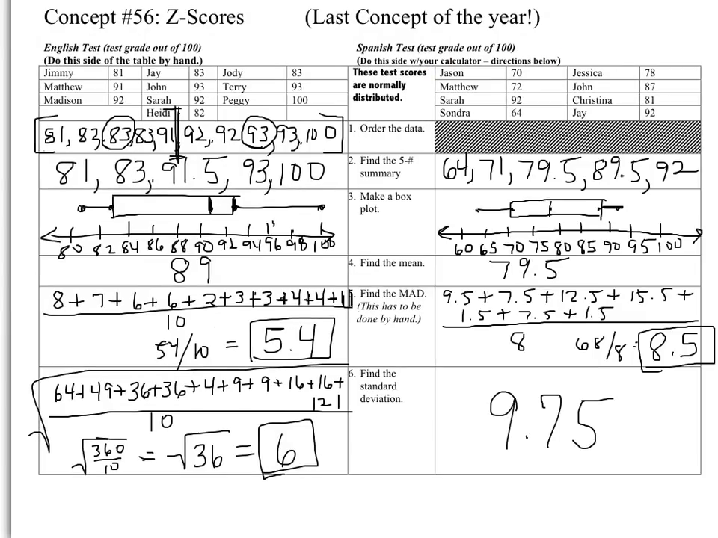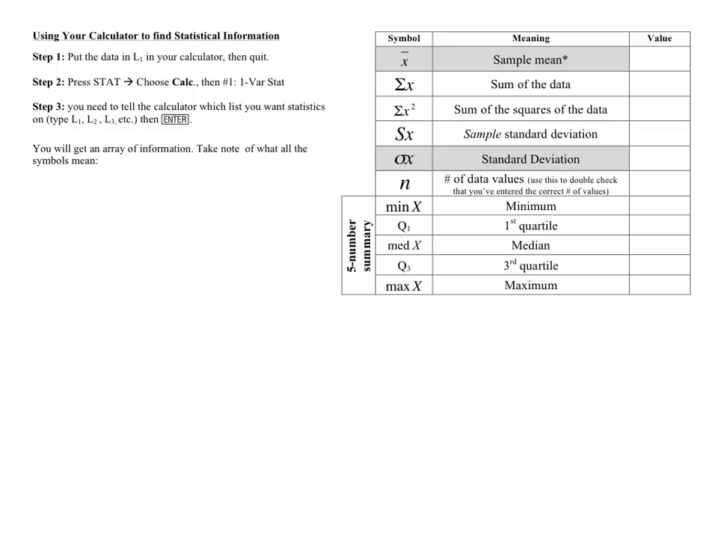And so on your calculator for this side over here, this is what you should have gotten. 5-number summary, box plot, the mean. The MAD had to be done by hand, so if you did not get 8.5, take a look at the numbers I put up here. I got 68 over 8 to give me 8.5, and then the standard deviation is 9.5. And all of that information should come right off of your calculator side, which has the calculator steps.